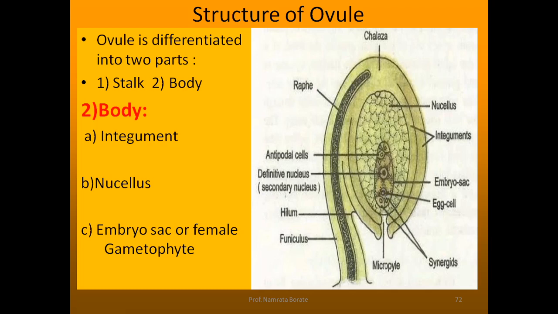The third part we see is the embryo sac, which is present inside the nucellus. This embryo sac consists of a 7-cell, 8-nucleated structure. Towards the chalazal side there are the antipodal cells. Towards the middle there is the definitive nucleus, also known as the secondary nucleus, and towards the micropylar side there is the egg apparatus. The egg apparatus consists of the egg cell and synergids.